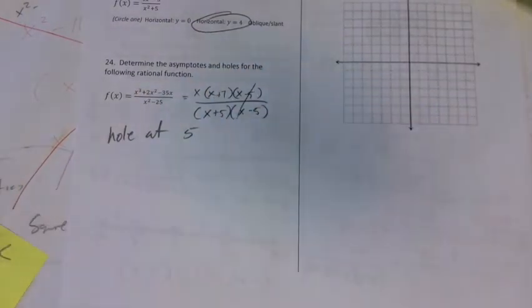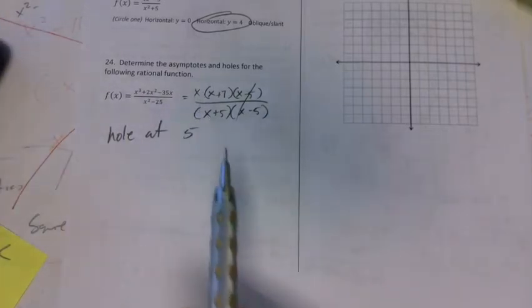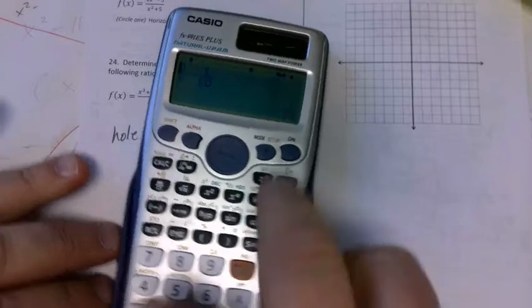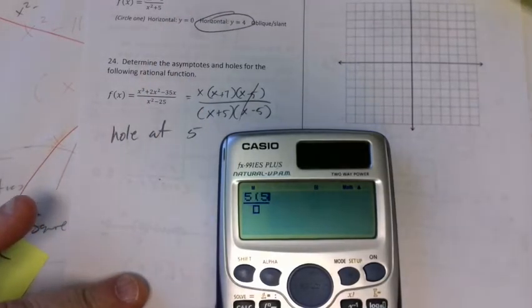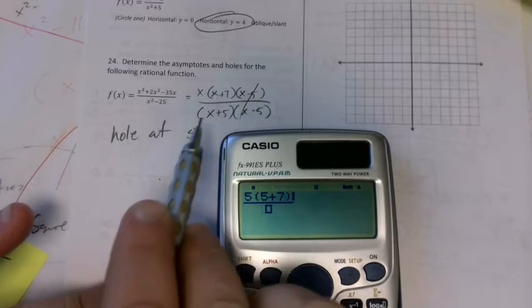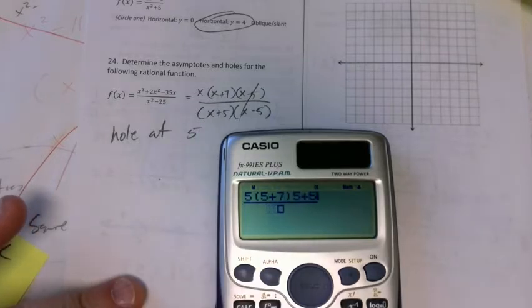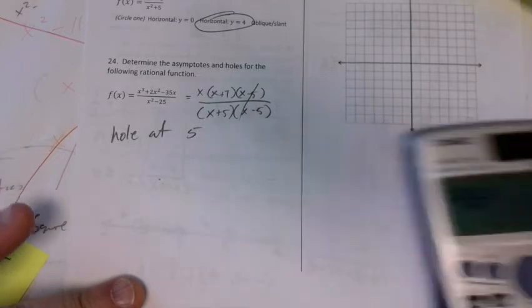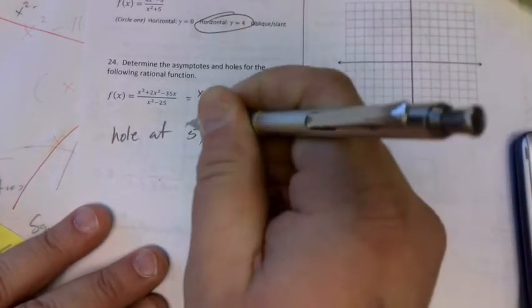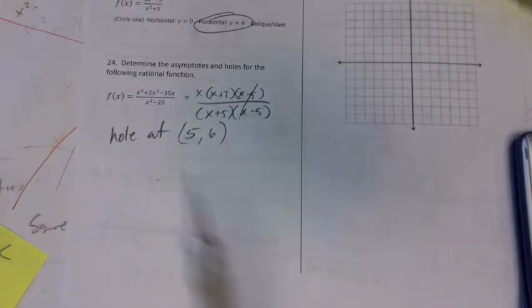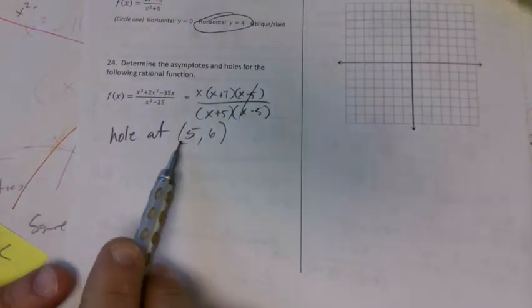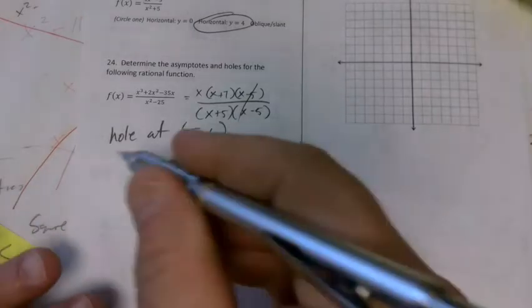x equals 5. Cool. And cool thing is, if I put a 5 into the simplified version, so let me show you. 5 times 5 plus 7 all over 5 plus 5, I get 6. There's actually a hole at 5, 6. Okay, I have never required you to tell me the y value, but there it is. All I've expected is there's a hole at x equals 5.